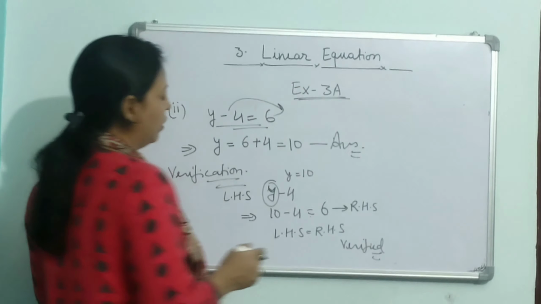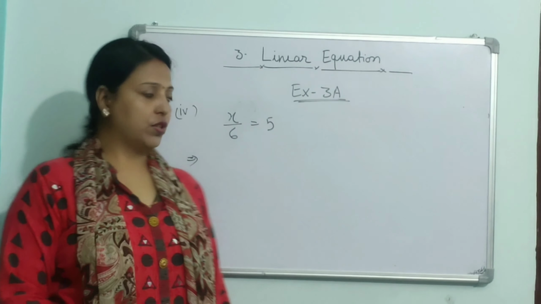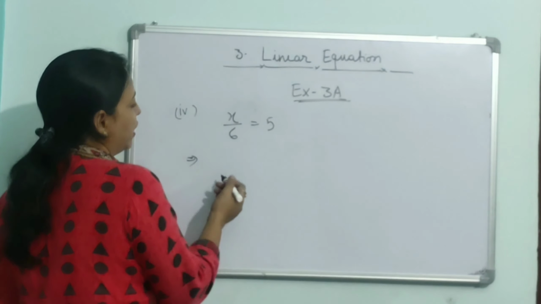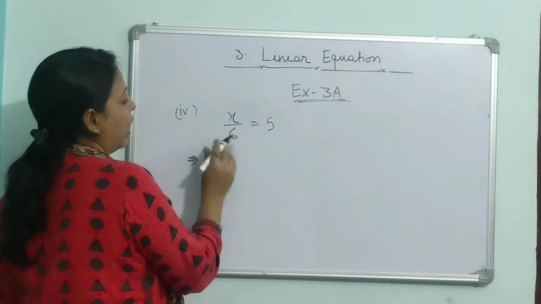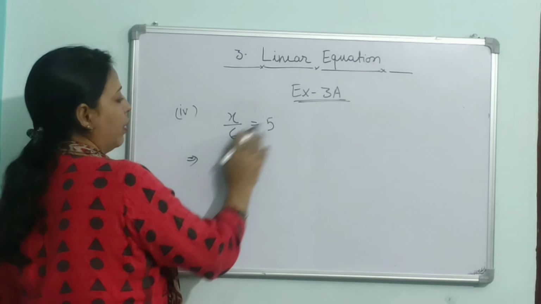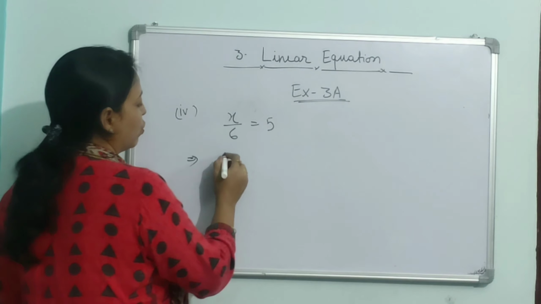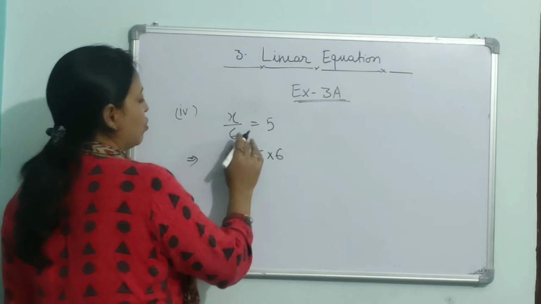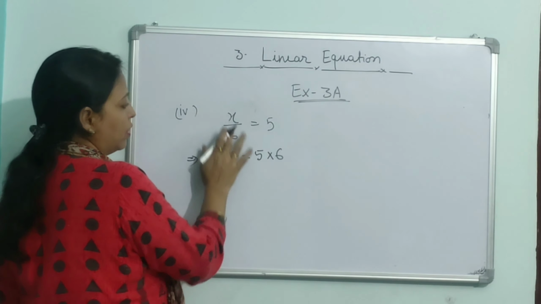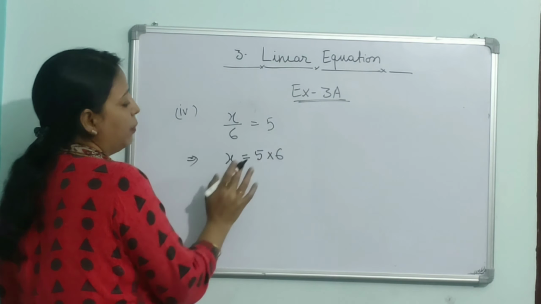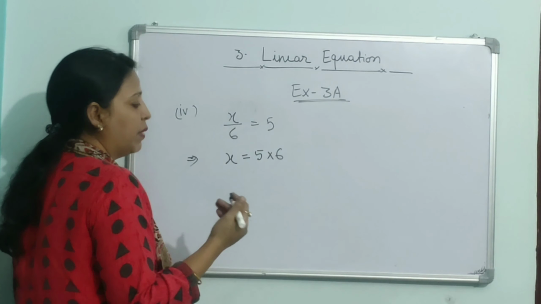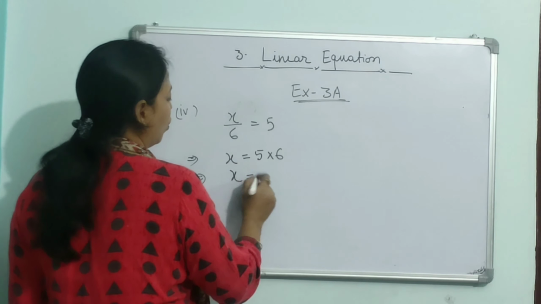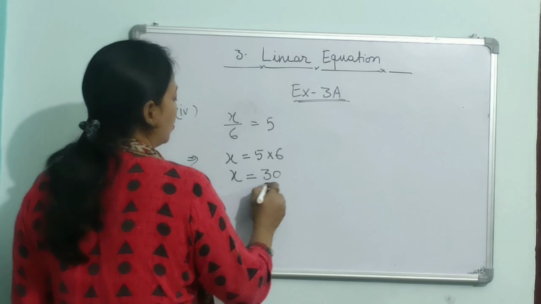This is your second question. Next, question number 4. x by 6 is equal to 5. So now here you see this number is in division, and when this is shifted to this side, it will come in multiplication form. So x is equal to 5 into 6. This is also transposition, and in this transposition division will be converted into multiplication, and if it is multiplication then it will be converted into division. So now the value of x will be x is equal to 5 6s are 30. So this is your answer.